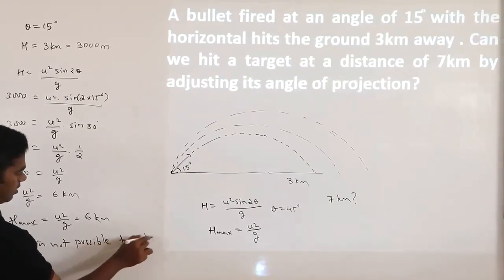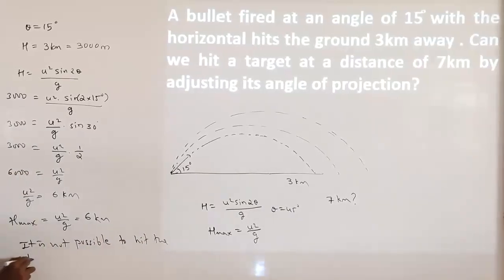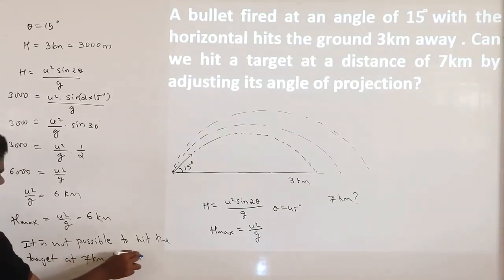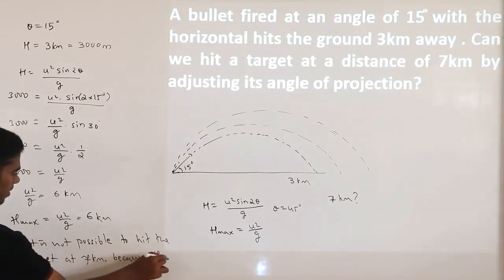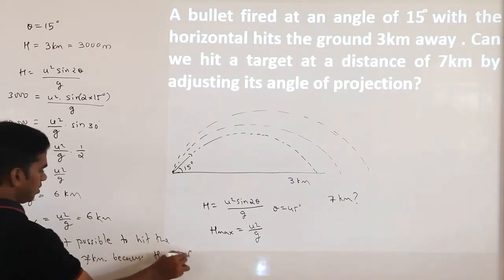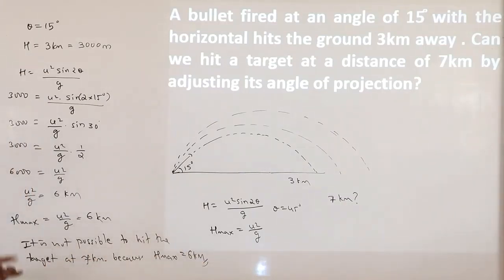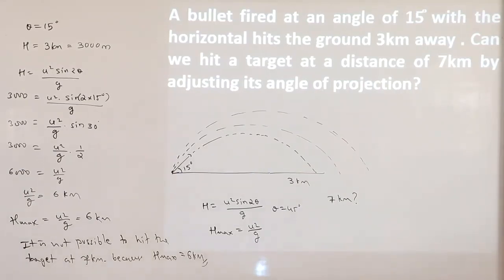It is not possible. Okay, to hit a target at a distance of 7 kilometers, because maximum horizontal distance is 6 kilometers. Okay. So like this you have to give the reason for that.